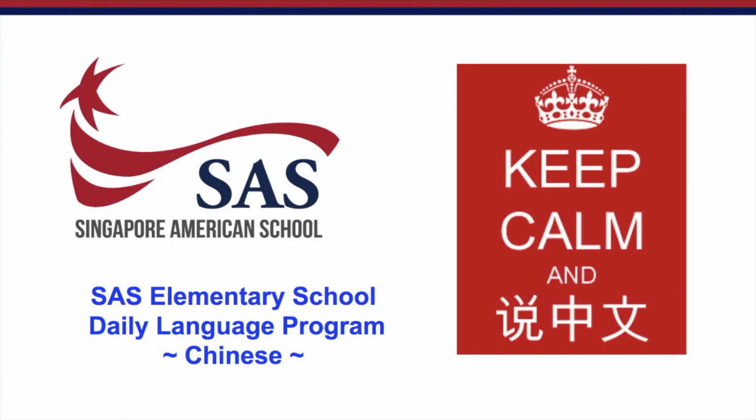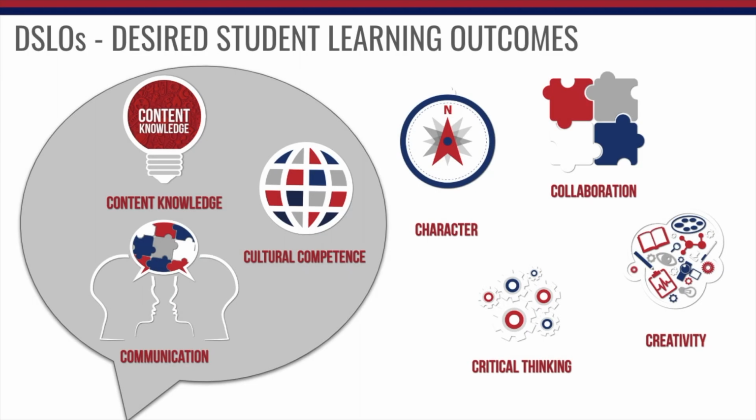Welcome parents to Back to School Night. Please allow me a few minutes to give an outline of the Daily Language Chinese program in our SAS elementary school. With our desired student learning outcomes, or DSLOs, language teaching obviously easily covers three of those: the content knowledge, communication, and some aspects of cultural competence. Content knowledge refers to the specifics of the units of study that your child works through while building their language proficiency, the vocabulary, language structures, topics, etc.